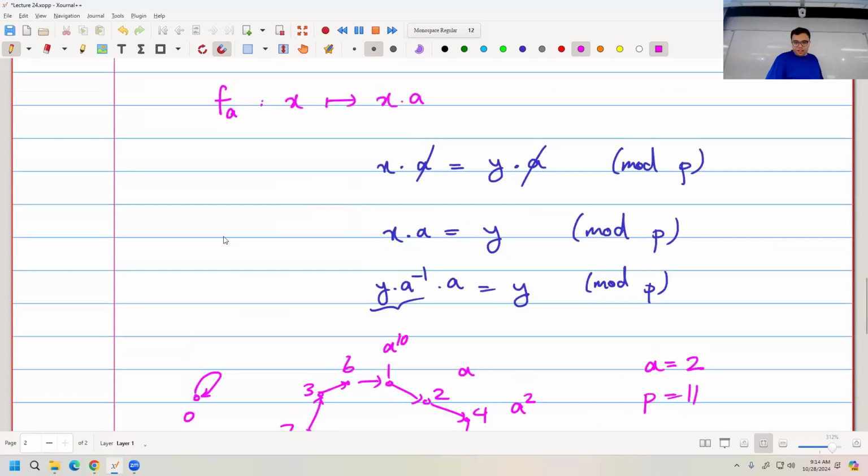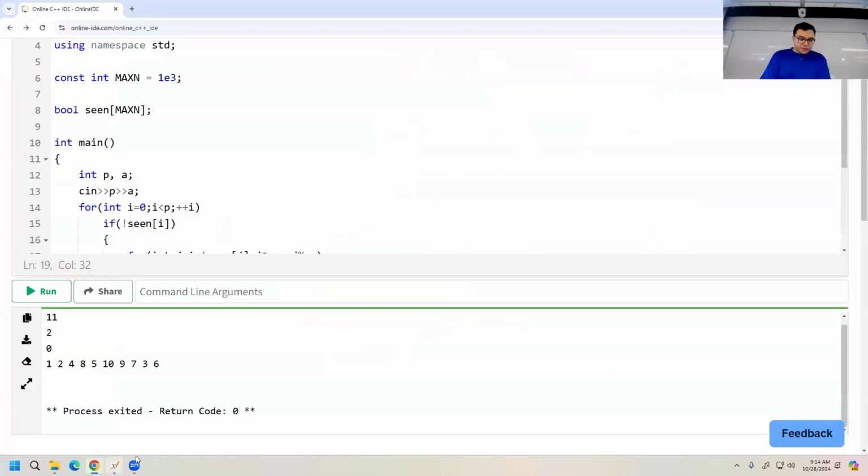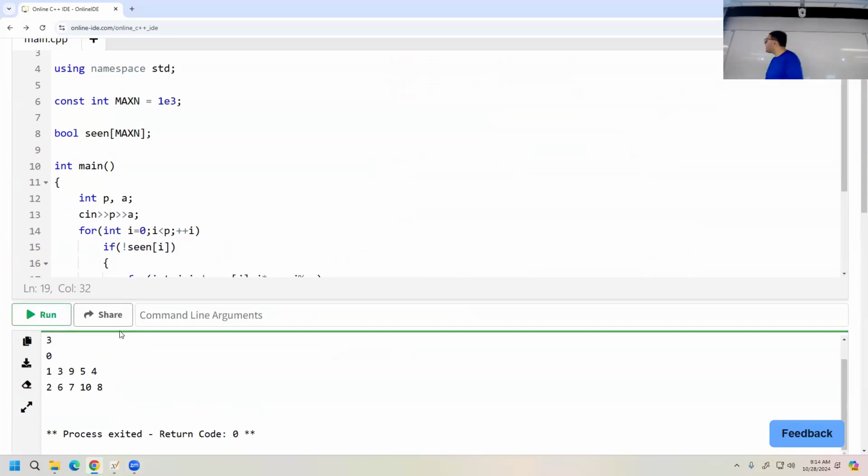Because I would then have this cycle of length p minus 1, which means that a to the power of p minus 1 is right before a, which means that a to the power of p minus 1 is 1, right? But this doesn't always happen. Let me see if I can find an example where this doesn't happen. I guess if I do 11 and 3, yes.